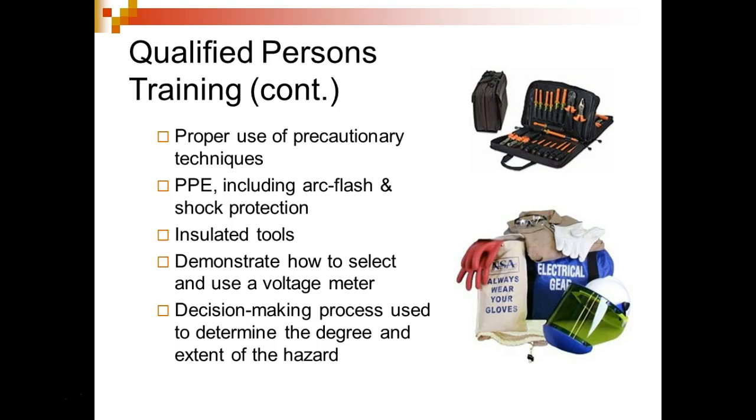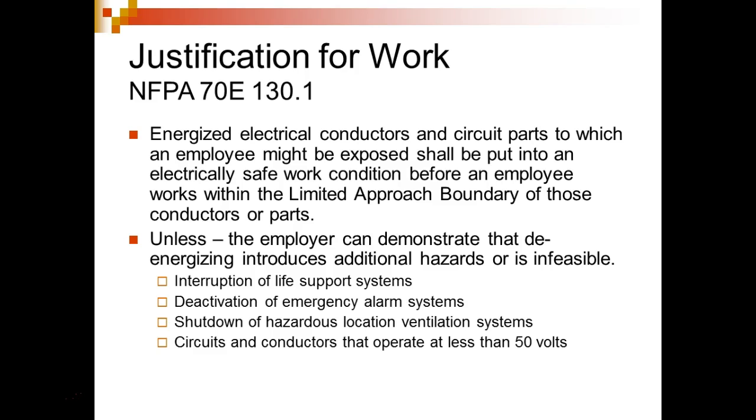So this is qualified training: proper use of precautionary techniques, PPE, arc flash, right? Insulated tools, demonstrate how to select and use a voltage meter, decision-making process used to determine the degree and extent of hazard. Okay, we'd already talked about that. Energized electrical conductors and circuit parts to which the employee, so this is justification of work. This is the actual section inside the 70E. We don't have the 70E standard, but there's a book that shows 70E, and we've got a lot of information that tells us what's in it.